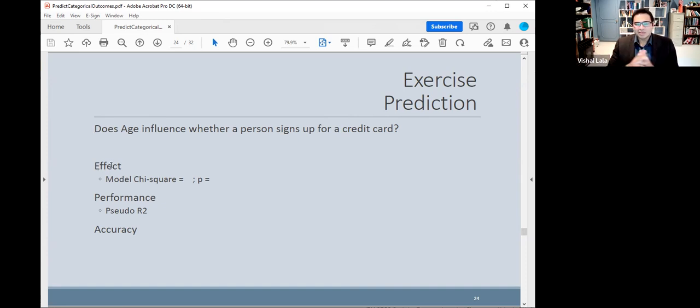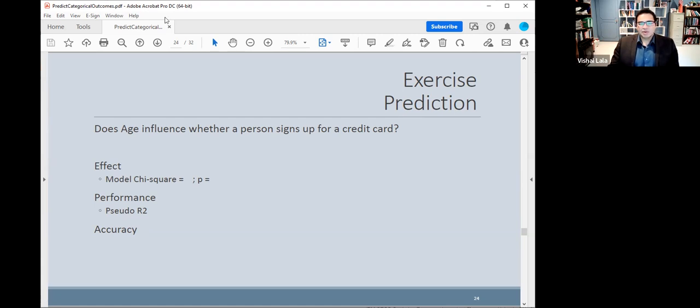A couple of bits of information to review. We're going to break it up into two parts, prediction and inference. Let's begin with the prediction part of the piece. Our first step would be to figure out, is our model predicting credit card signing probability using age better than a random guess? Then we'll examine how good and how accurate the model is. This is all for prediction.